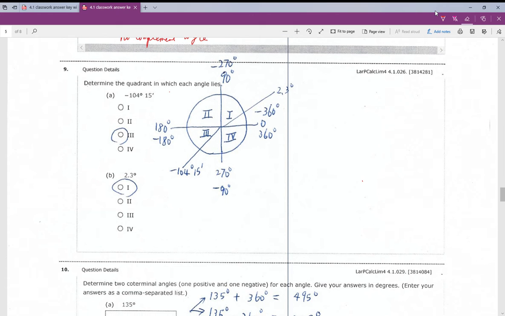Number 9. Negative 104 degrees belongs to which quadrant? Now, negative goes in the negative direction. This is negative 90 degrees, and negative 180 degrees. So this negative 104 degrees should be between here. Okay, so obviously it's quadrant 3. But the problem is, what's that?